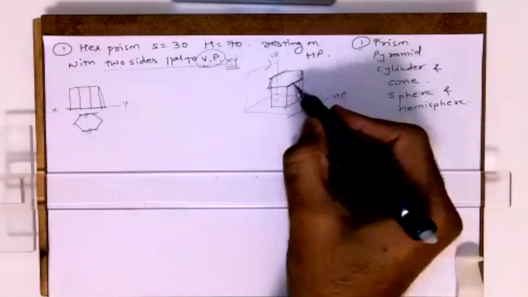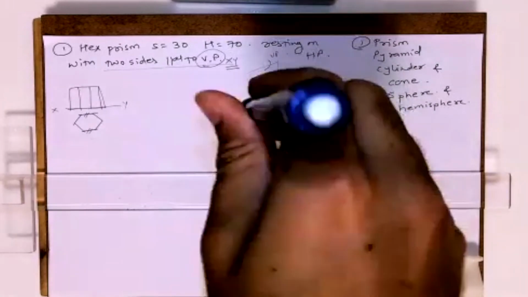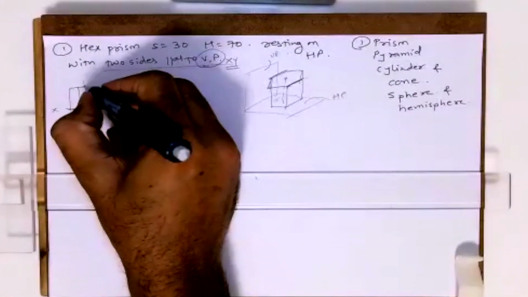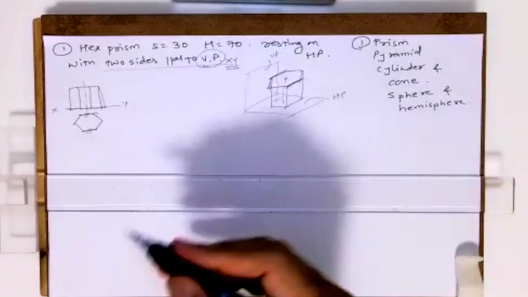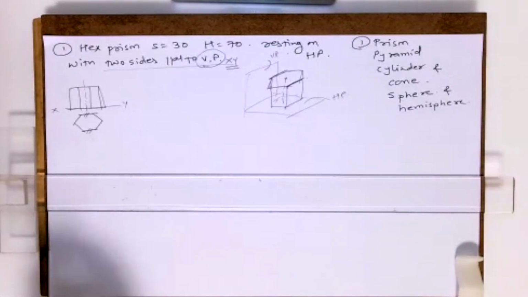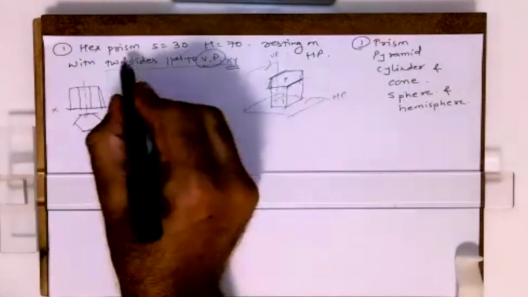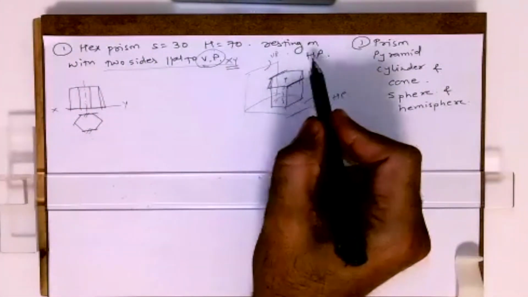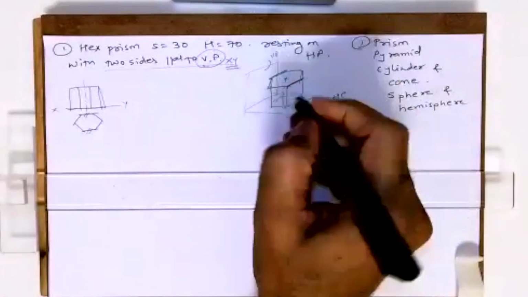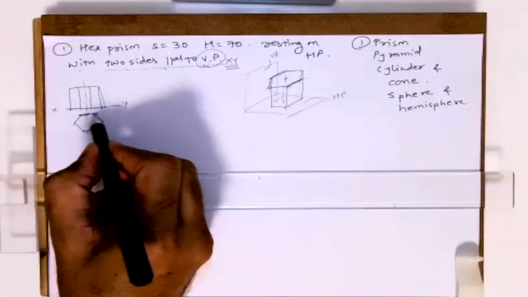Right? Got it? And in this they can say that axis is perpendicular to HP. It is resting on HP with axis perpendicular to HP. That they can add. Then it's a complete sum. Right now I feel it's a little bit incomplete. But since it's NCERT, I should keep my mouth shut. Otherwise they will do a case against me. So hexagonal prism side 30 and height 70 is resting on horizontal plane with axis perpendicular to HP, that you can add if you want to add, with two sides parallel to VP. That means two sides are parallel to XY.